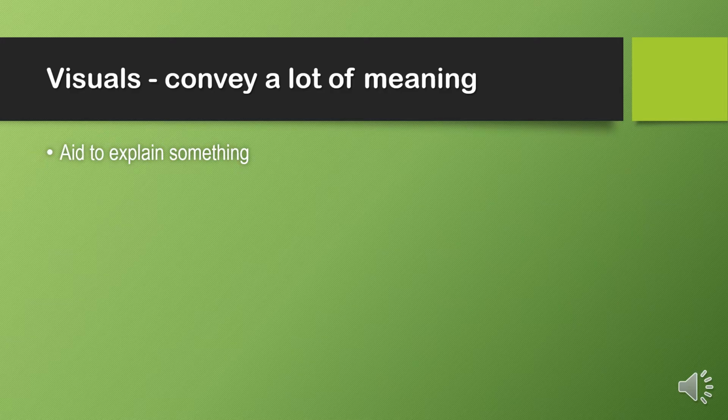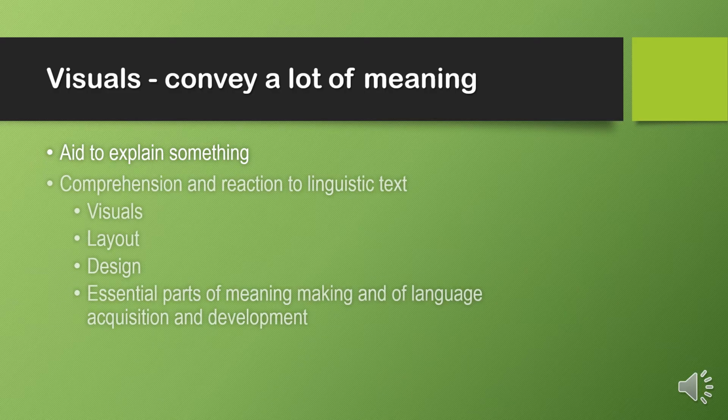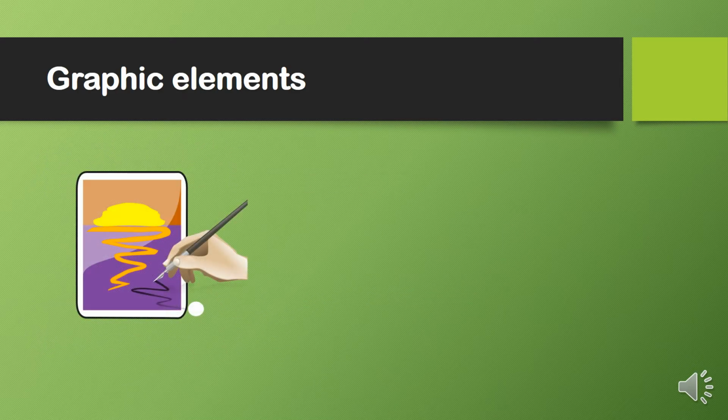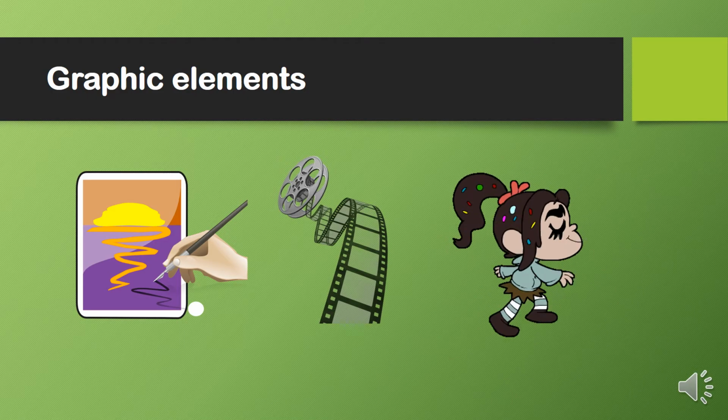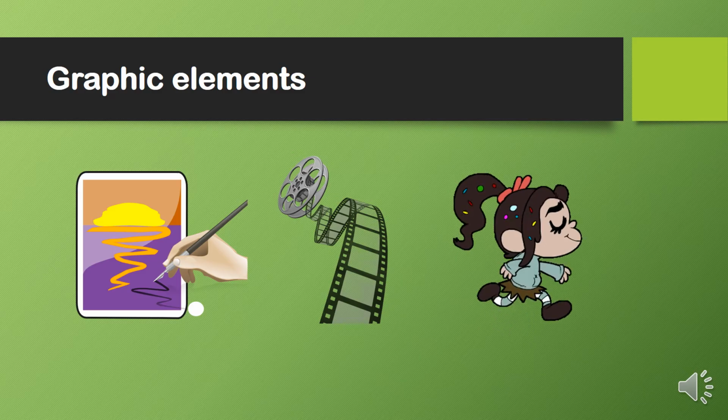Research in social semiotics provides ample evidence that our comprehension and reaction to linguistic text is influenced by visuals, layout, and design at all ages. Visuals, layout, and design are essential parts of meaning making and of language acquisition and development, by Kress and Van Leeuwen in 2006. Later on, as we go through this lesson, we will also discuss layout and design. By visuals, we mean graphic elements such as drawings, photos, and animation, as opposed to linguistic text.